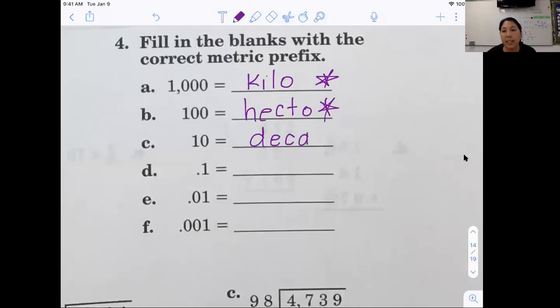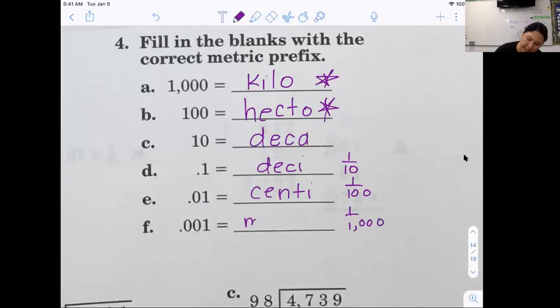Okay, so now we're going into the decimals, which is the same as a fraction. So we know these are all going to end with an I. 0.1. 1/10. 1/10 is, what is 1/10? Deci. Good. 100th. 100th is centi. 1,000th is milli. Good job. I'm writing the fraction next to it, so make sure you're reading the decimal correctly. 0.1, 1/10. 0.01, 100th. 0.001, 1,000th. All right, good job, friends.